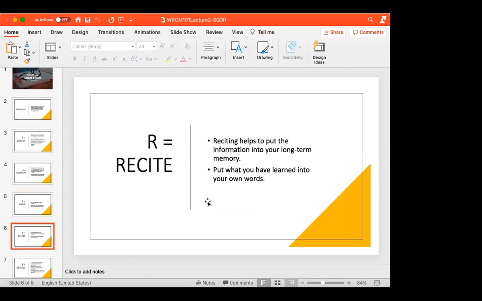Okay, so the first R was to read. The second R is recite. Reciting helps to put the information into your long-term memory. Recitation basically is rereading. Of course, that makes perfect sense that you cannot recite an article of 5,000 words or 4,000 words.